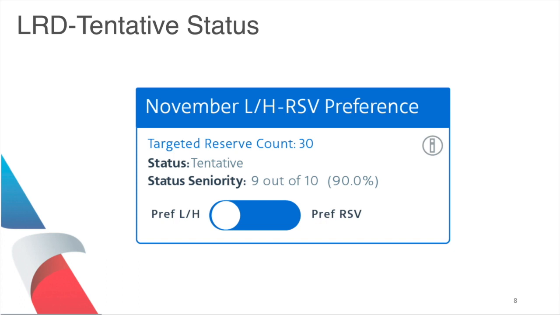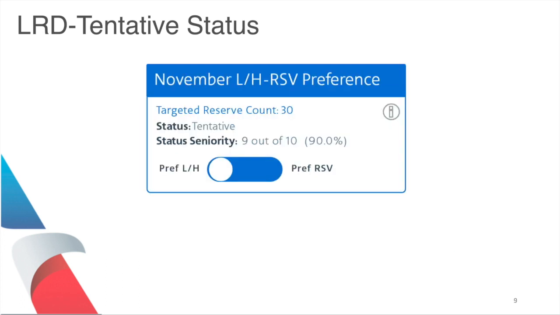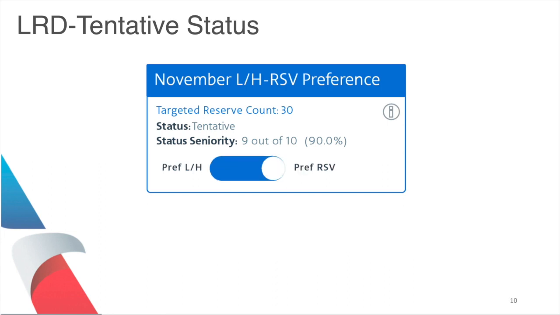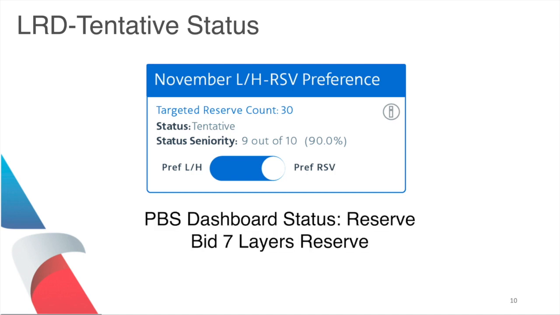If your status is tentative and you kept your selection on prefer lineholder in your LRD tool, and your final status in PBS reads lineholder, you will bid 7 layers for lineholder. If your status is tentative and you toggle to prefer reserve in your LRD tool, and your final status in PBS reads reserve, you will bid 7 layers of reserve.